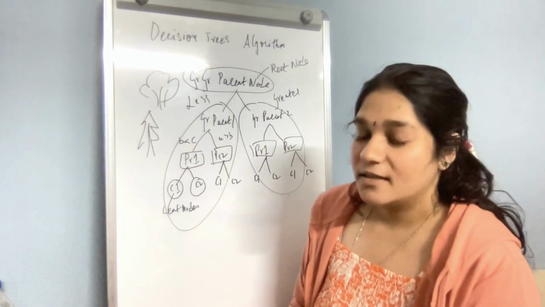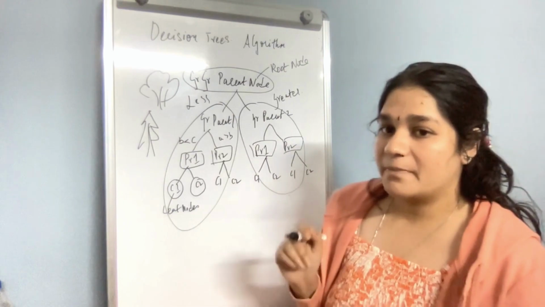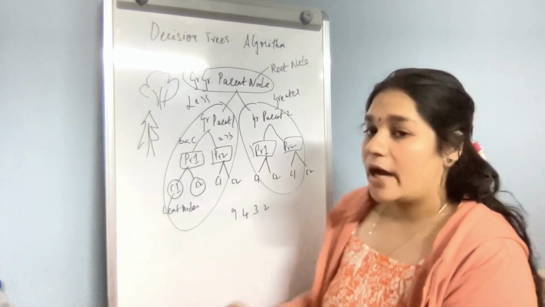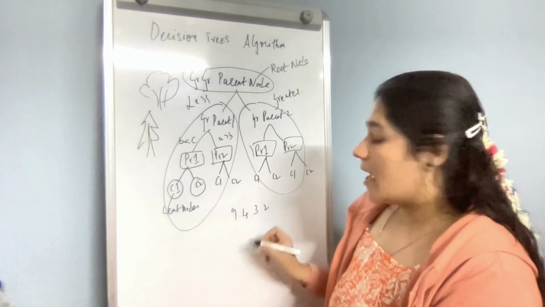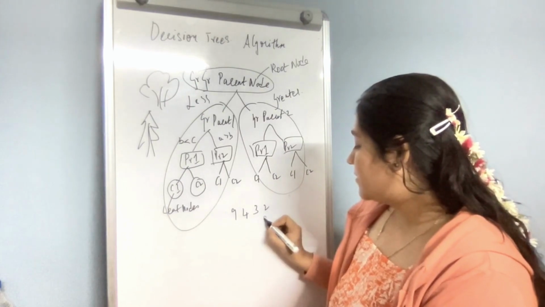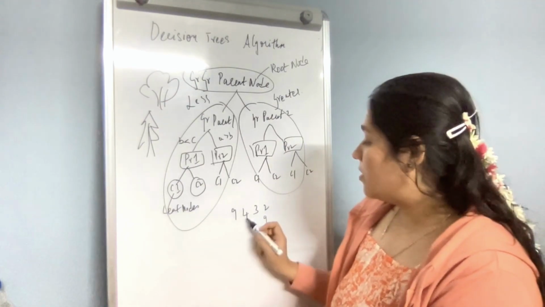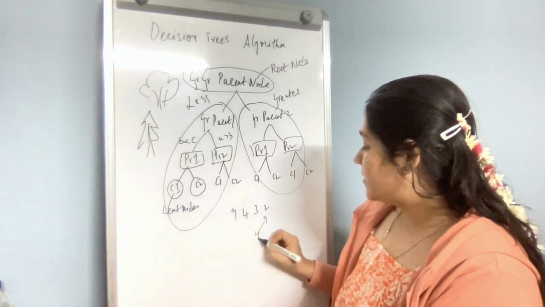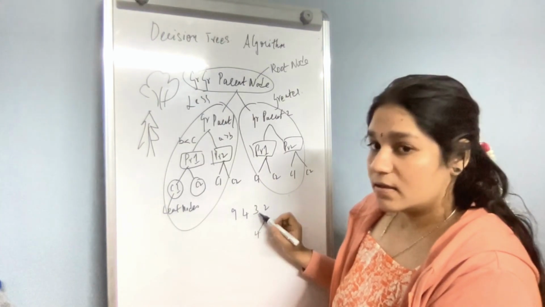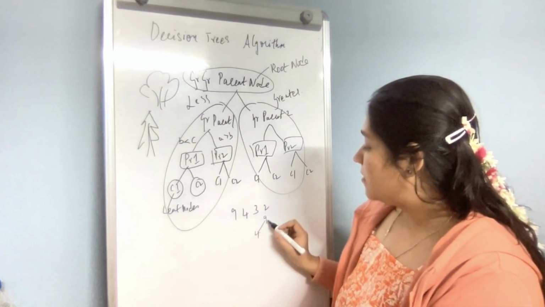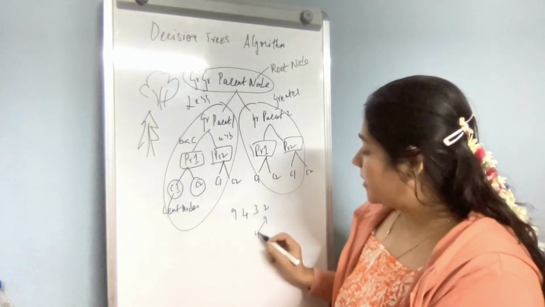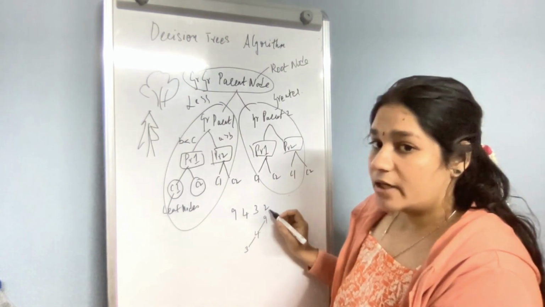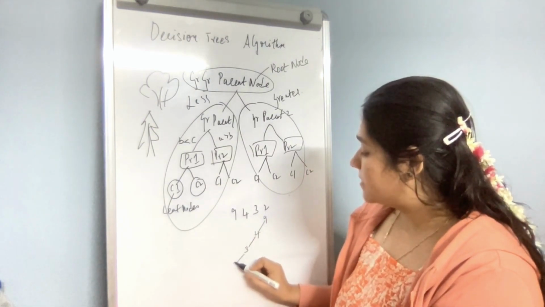For example, if I have numbers like 9, 4, 3 and 2 while building the decision tree, I'm giving an example of how a decision tree usually works. I'll take the first value 9. 4 is less than 9, so it will go on this end. Then if I want to put 3, 3 is less than 9 and also less than 4, so it is put here. Then 2 is also less than 3, like this.